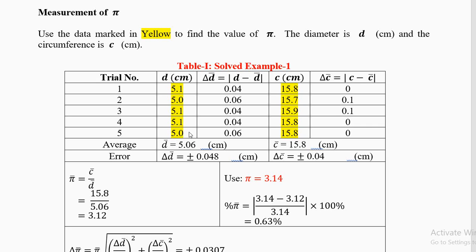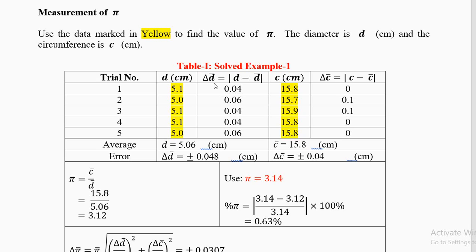Add all 5 of them, you'll get 25.3, divided by 5 is 5.06 centimeters. Please write down the units all along. You have to be conscious what units you are using. In this lab, we'll be using centimeters because it is easy to calculate in centimeters. In other experiments, we'll be using meters and kilograms. Now calculate. This is your D bar. This line above means average. So D bar is 5.06 centimeters.